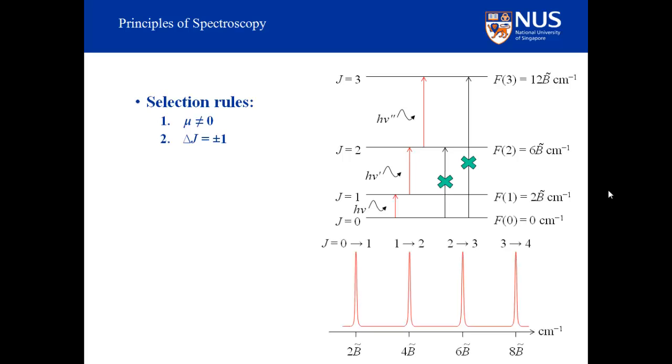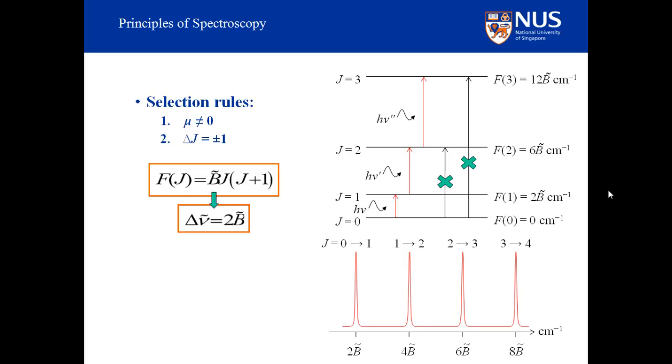This leads to our spectrum. The transition from j equals 0 to 1 will occur when the system absorbs a photon with energy 2b. Associated with this is the spectral line at 2b. The transition from j equals 1 to 2 happens when the system absorbs a photon with energy 4b. Associated with this is the spectral line at 4b. The next transition from j equals 2 to j equals 3 will occur at 6b. Each of these lines are separated by 2b, and this explains the equidistant separation of lines in a rotational spectrum.